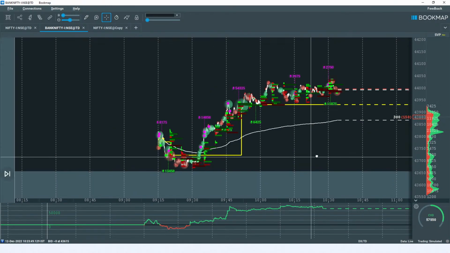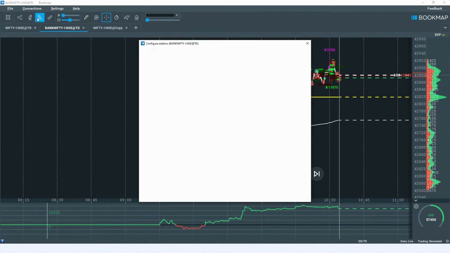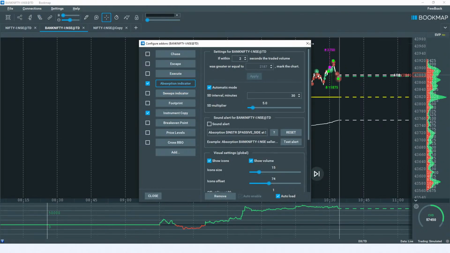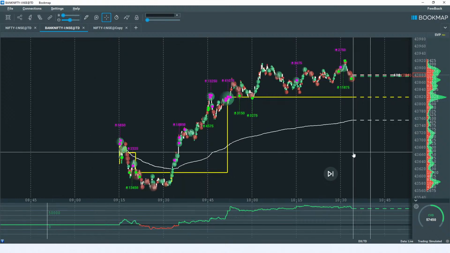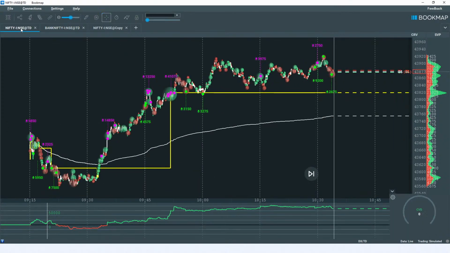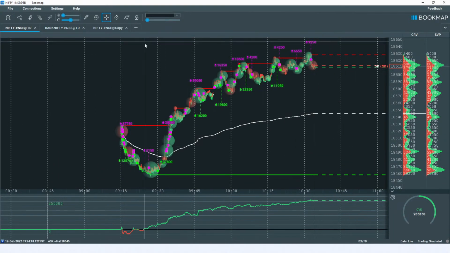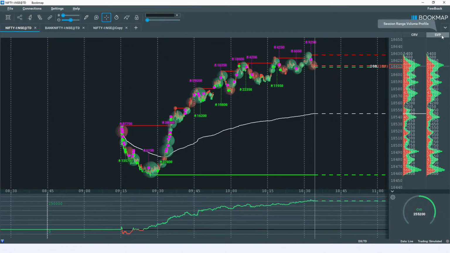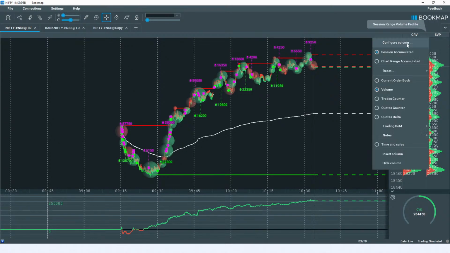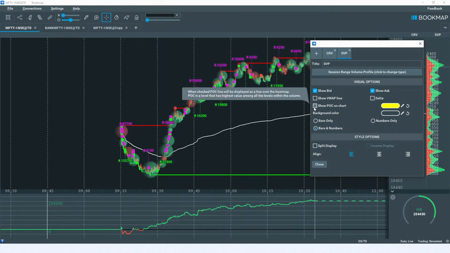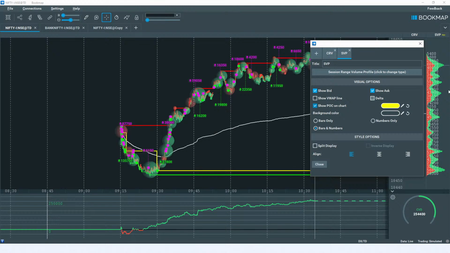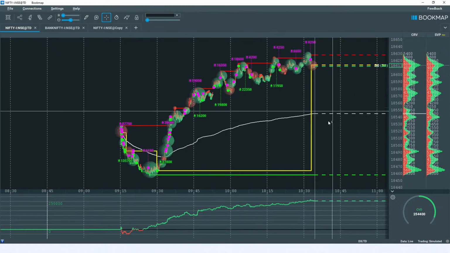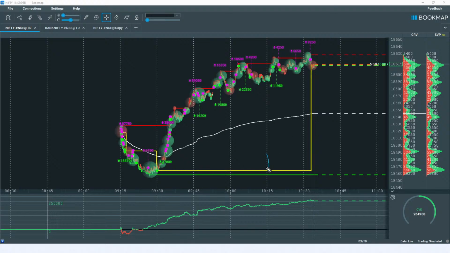There is one more tool that I want to introduce to you. If you go to the session wise profile, just right click on it and configure column, and there is an option called show point of control on chart. If you enable this, it is going to help us. This is one of the wonderful tools to identify the immediate trend in the market.